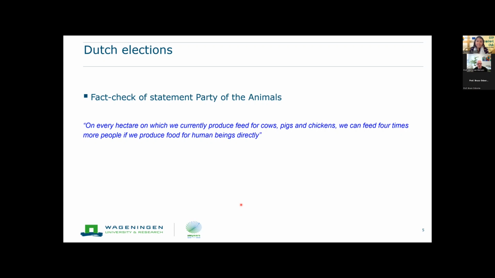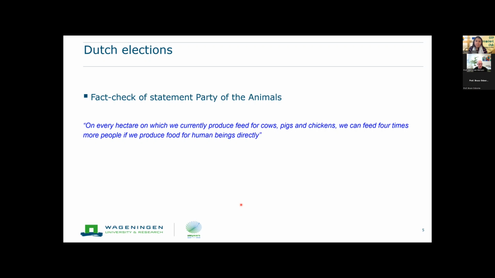But just prior to the elections, one of the leading national newspapers approached me with a statement from one of our political parties. Yes, the Party of the Animals. So it's a very green party, very much in favor of reducing livestock production and consumption, and very much concerned about the climate for very good reasons.